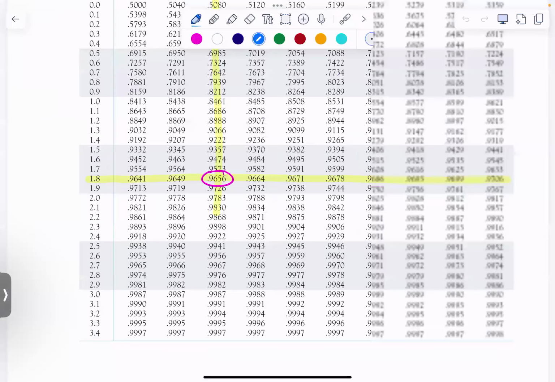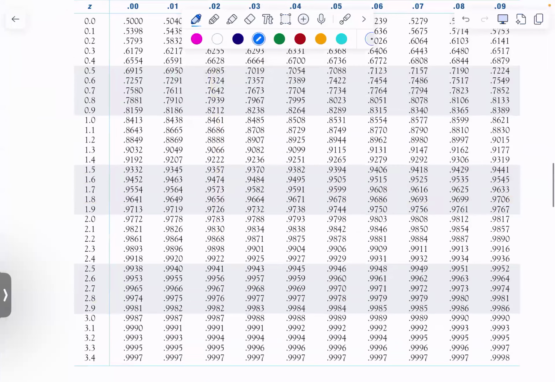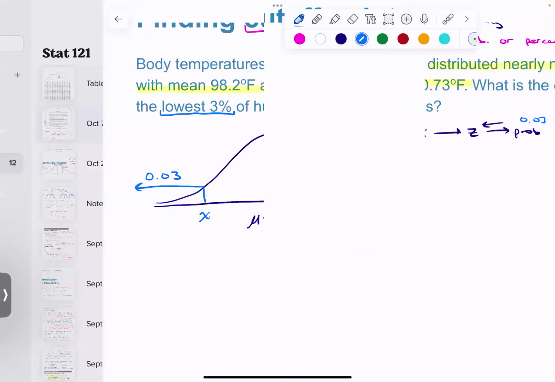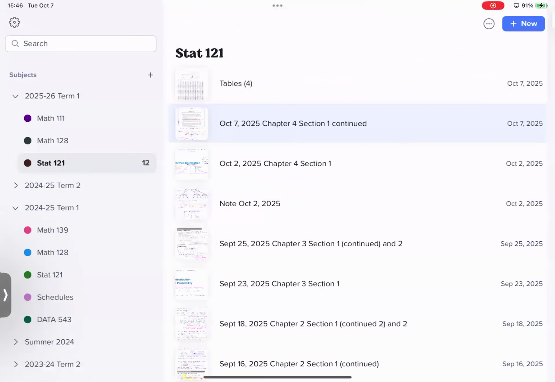Feels like there's no rhyme or reason here, but let's think about this for a second. Do you expect to be on the positive side of z, above the mean, versus the negative side of z? I expect the z that I'm looking for to be negative. So that'll tell me, okay, go to the negative z table.